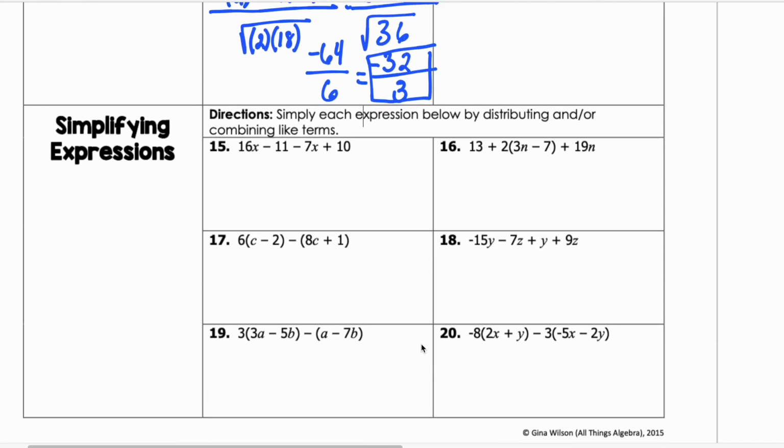Alrighty. So these are pretty straightforward. We're just combining like terms. I'm not going to take much time on that. You guys are pretty familiar from geometry with how to do that.